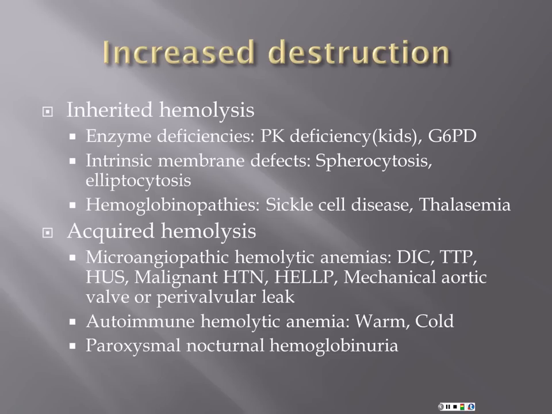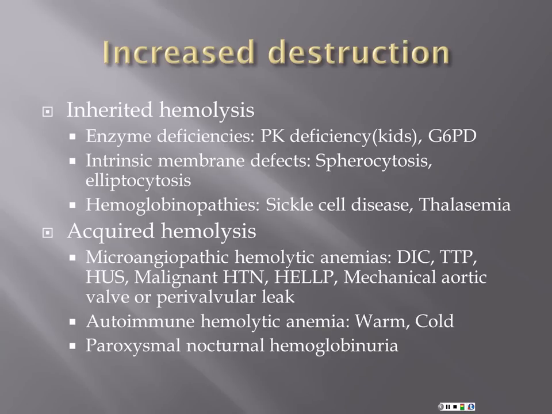Our increased destruction of cells in patients generally comes from either an inherited hemolytic syndrome, which is going to be either an enzyme deficiency, such as pyruvate kinase, which is really only in kids, so I'm not going to worry about it, or G6PD, which can affect up to 10% of the U.S. population. Intrinsic membrane defects such as spherocytosis and elliptocytosis, and hemoglobinopathies such as sickle cell and thalassemias.